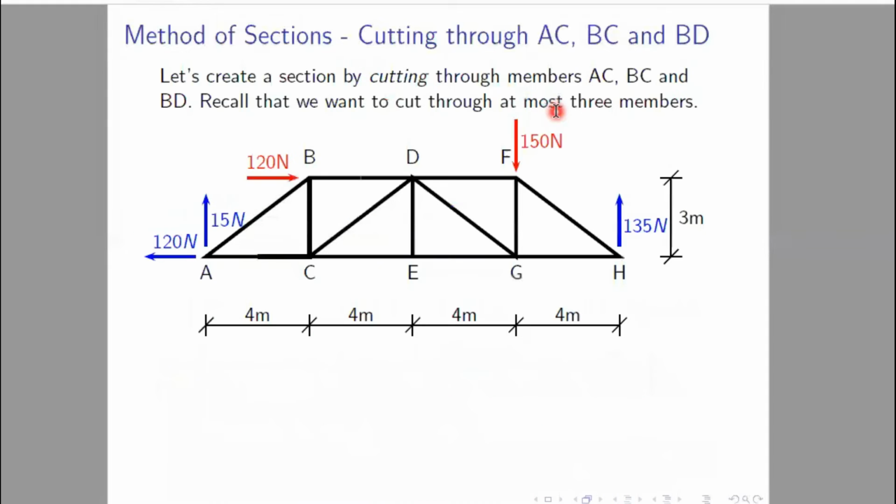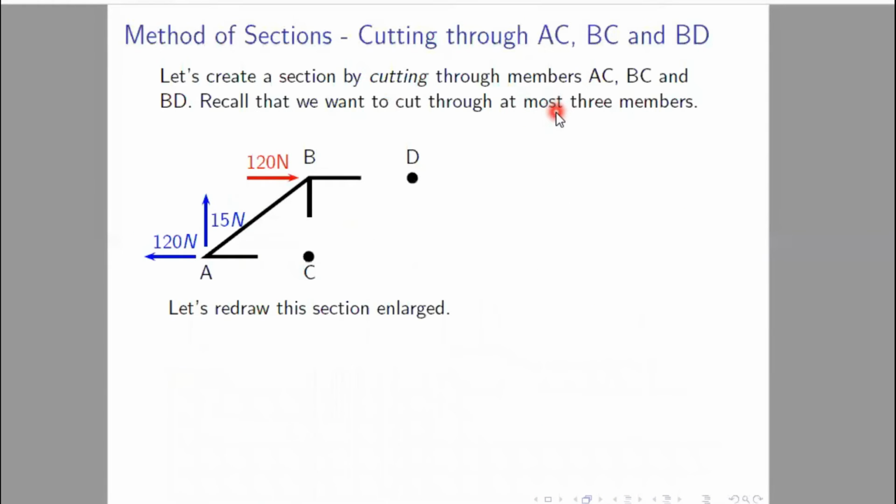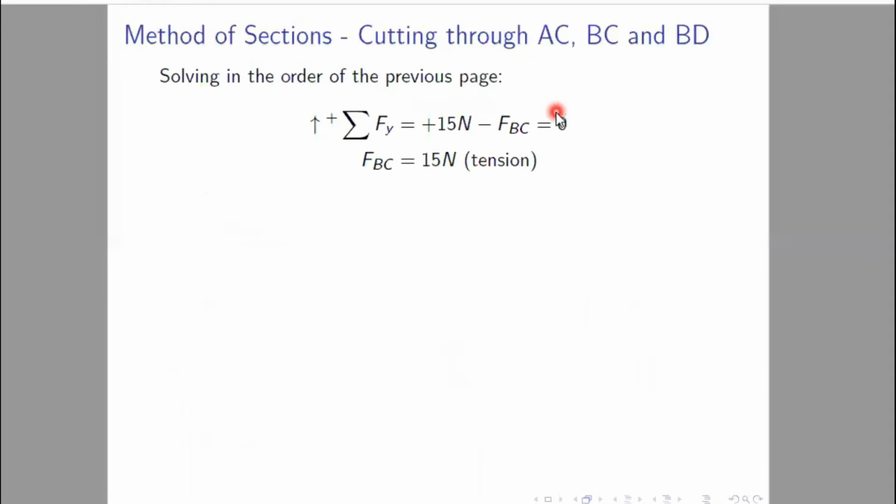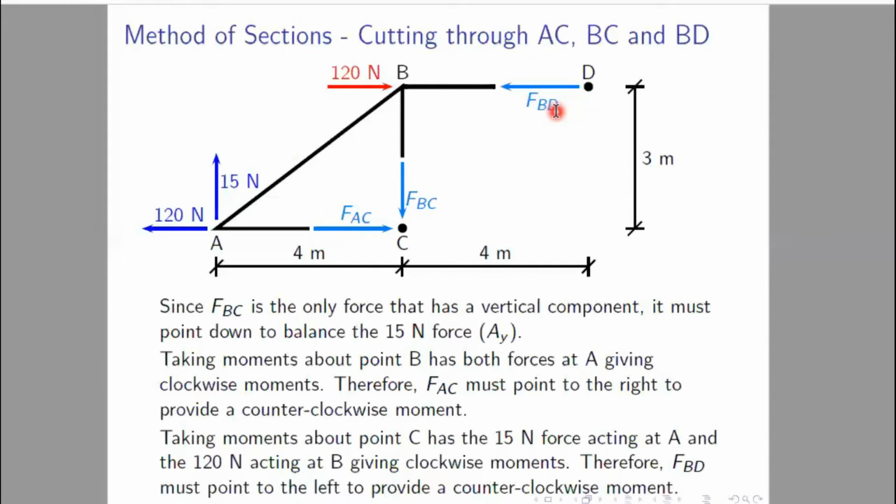Now we have to go for the next step, that is solving using equations of equilibrium. If we solve this particular problem using equations of equilibrium, first of all we apply the equation sum of Fy equals 0. We can easily see that there is the 15 kilonewton force and FBC. These are the only vertical forces acting. So FBC will be equal to 15 kilonewton. You can easily see this from visual observation as well.